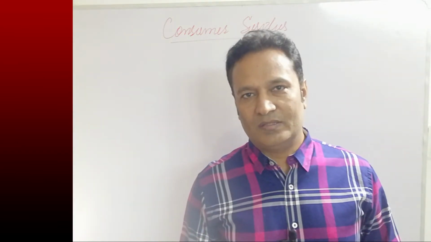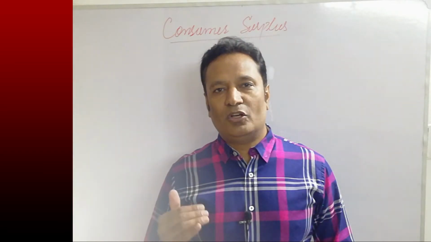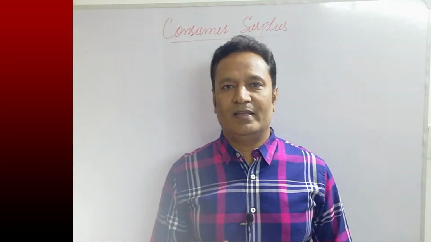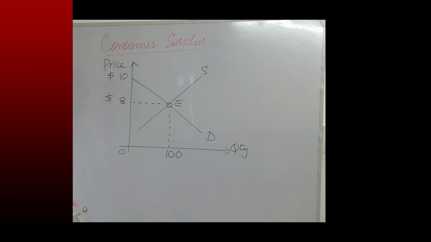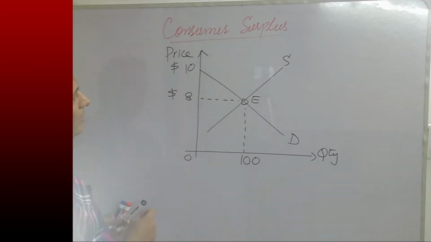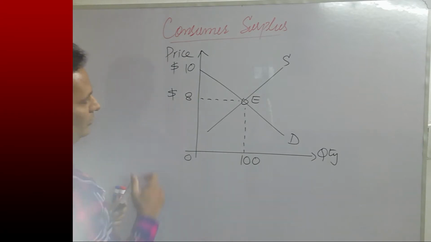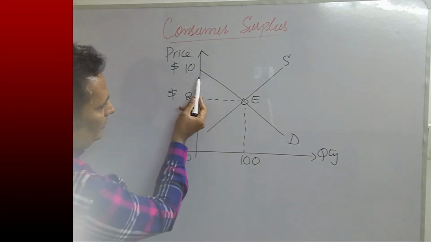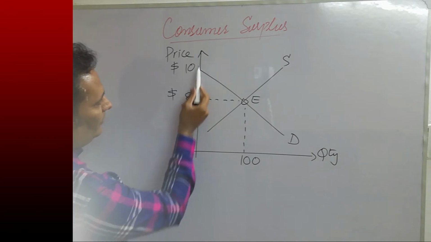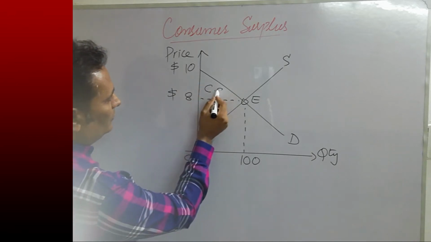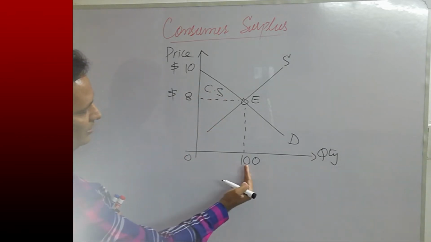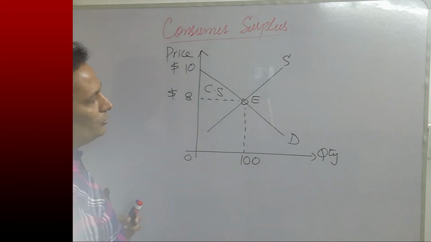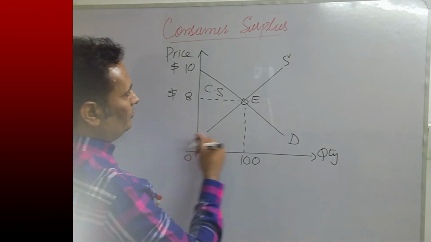I will try to answer your question, and you can find out consumer surplus numerically as well. For example, if the consumer was willing to pay $10 and he found that the product is available in the market for $8, the area of this triangle will be the consumer surplus. So this is consumer surplus, and for this much quantity we can find out total consumer surplus numerically, which he will obtain by paying this much price.